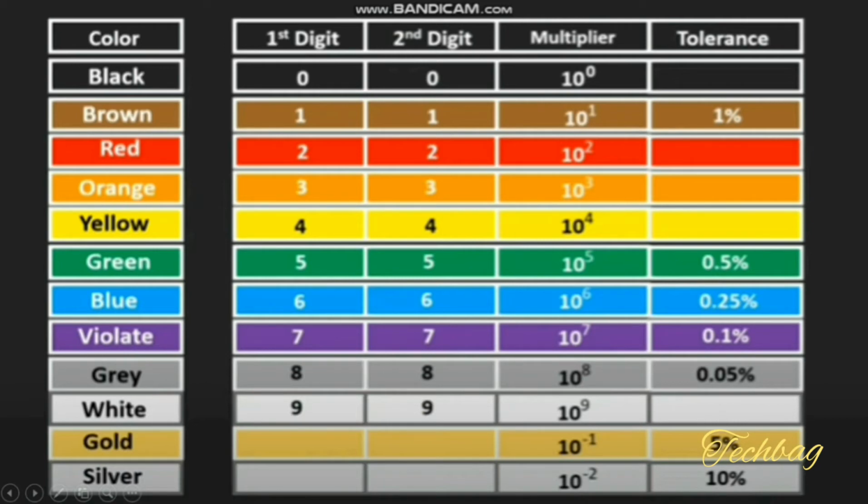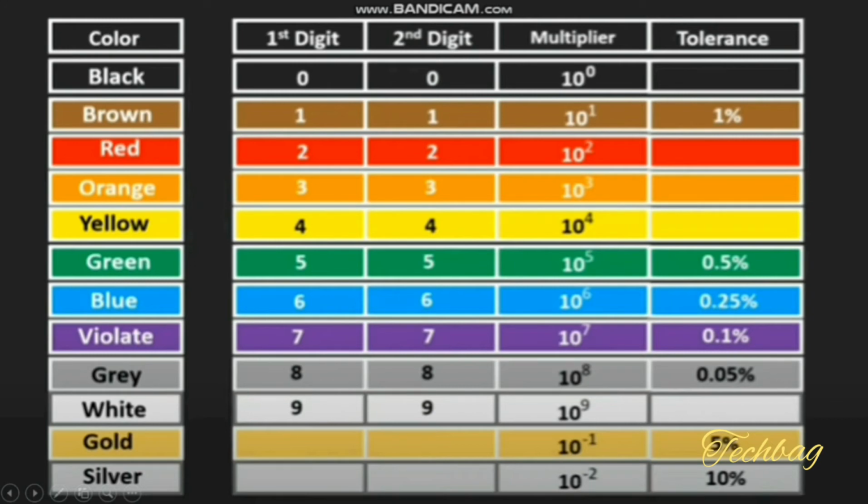In this table, the first two columns represent the first two bands of your resistor, the third column represents the multiplier, and the fourth column represents the tolerance value. The different colors available in the resistor bands are black, brown, red, orange, yellow, green, blue, violet, gray, white.